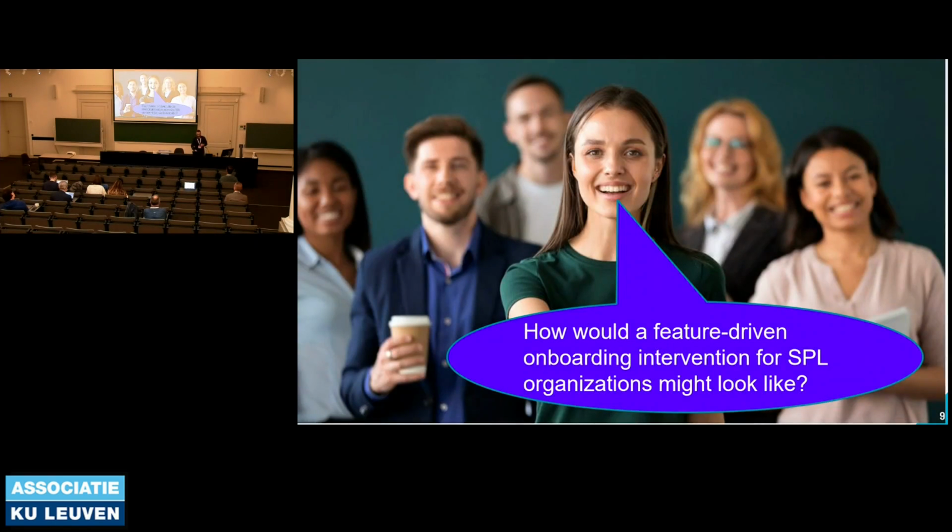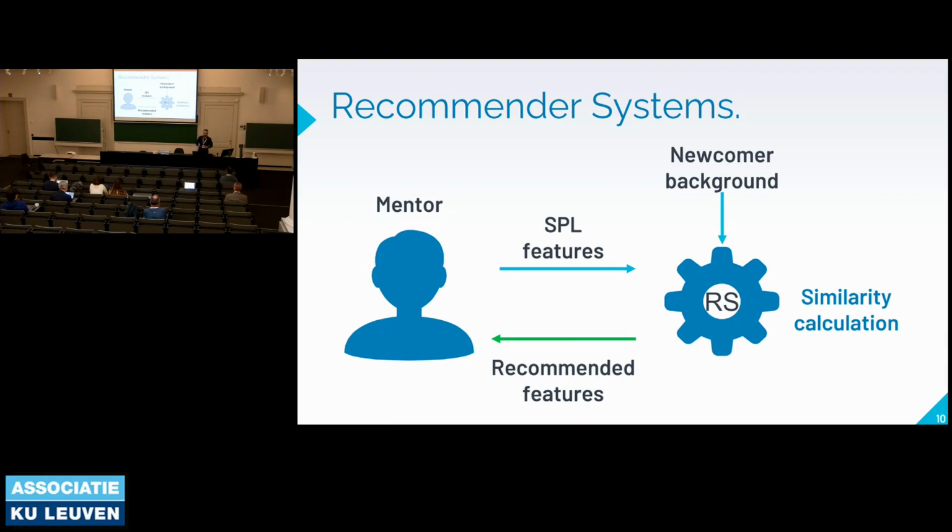In this sense, we tried to answer this research question. That is, how would a feature-driven onboarding intervention for a software product line organization look like? And here is where recommender systems come to the rescue. Recommender systems are an established approach to cope with a large set of resources. In our case, it would be the software product line features, where users, that is the mentor, have difficulties to find the items of interest, which will be a recommended feature.